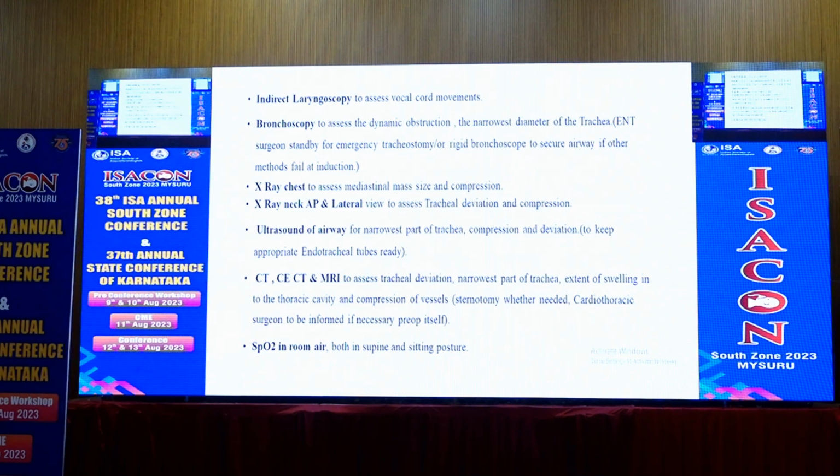armamentarium. The CT and contrast enhanced CT and MRI all these help us in assessing the tracheal deviation, which is the narrowest part of the trachea, and how much is the swelling into the thoracic cavity. So whether we can expect a CV collapse at induction, and we can obviously involve the cardiothoracic surgeon and keep the cardiopulmonary bypass ready.